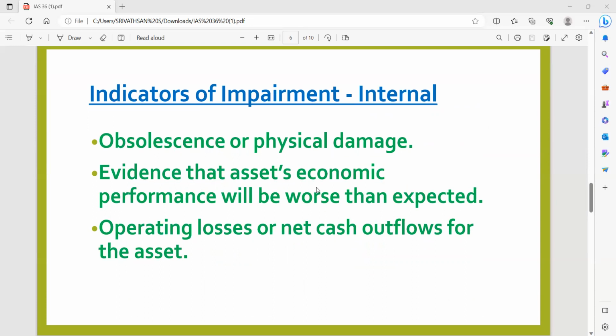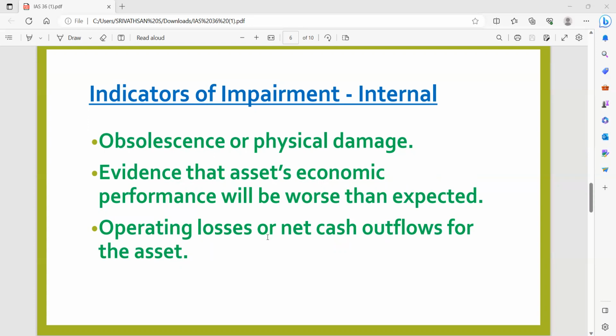Evidence that the asset's economic performance will be worse than expected. So for example, let's say that earlier the asset was producing some 500 units, but now the asset is producing only 300 units. So it is obvious that the asset has been impaired, the economic performance of the asset has declined. So in such cases, you need to book an impairment loss if carrying value of the asset is greater than the recoverable amount.